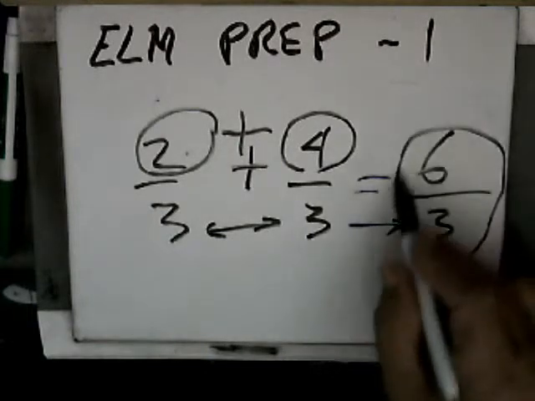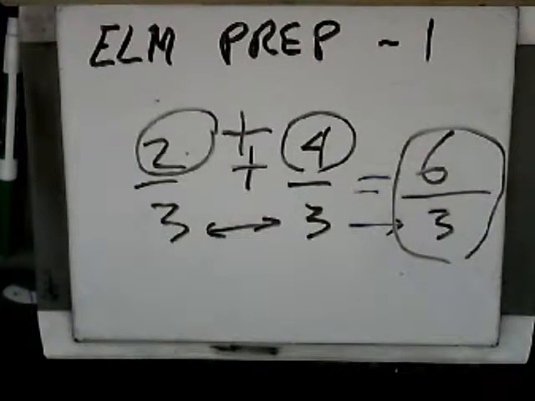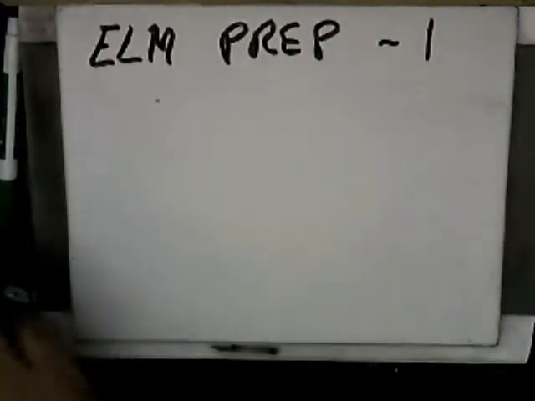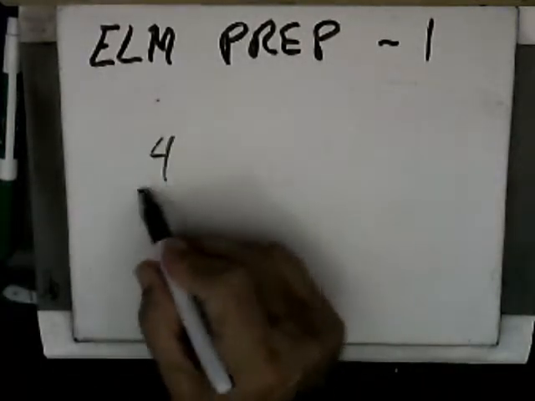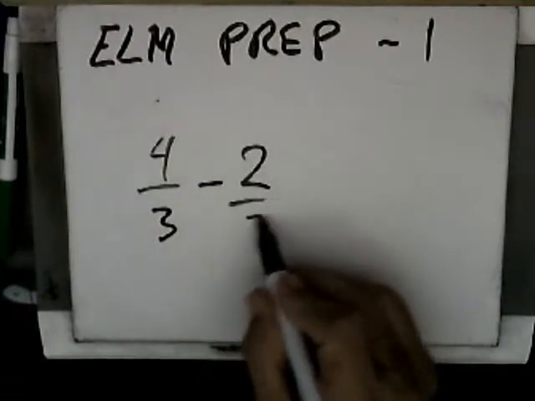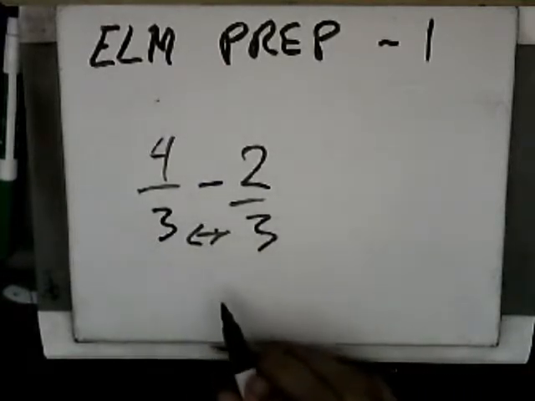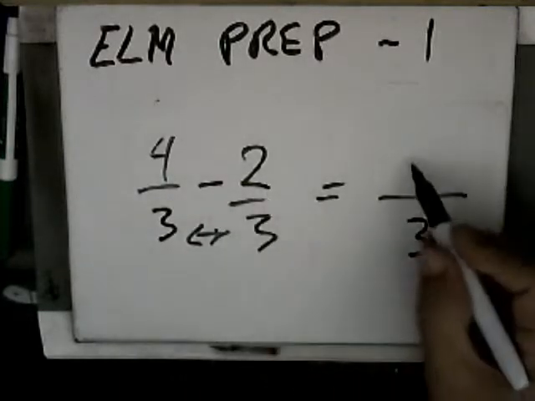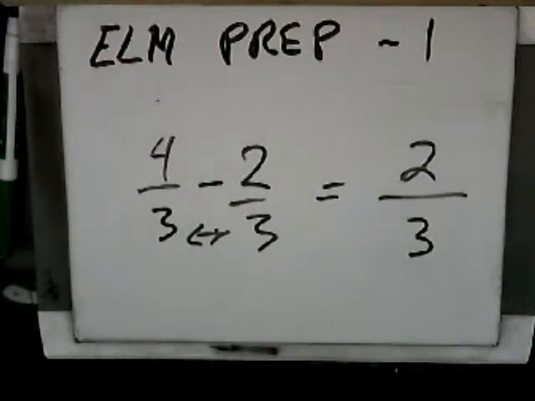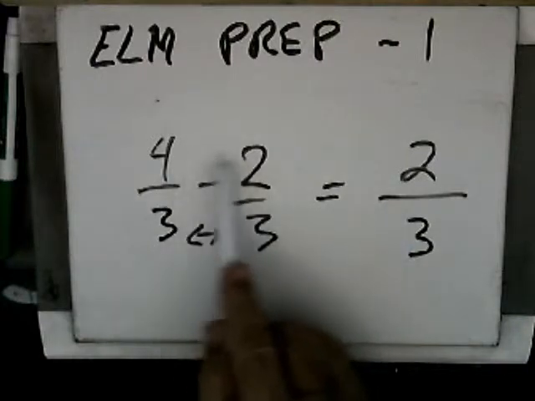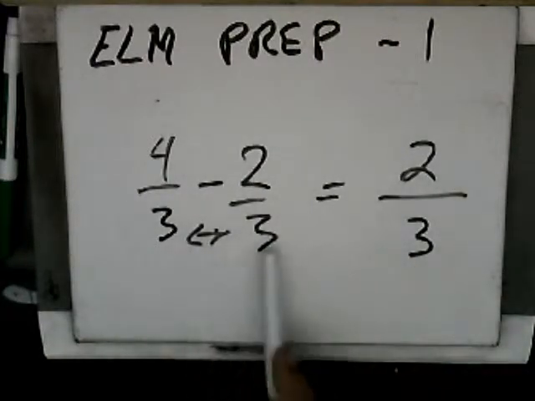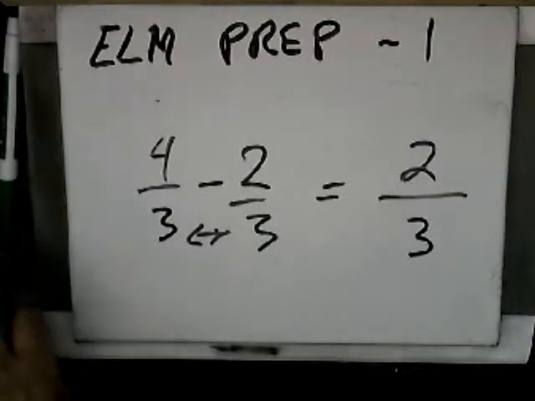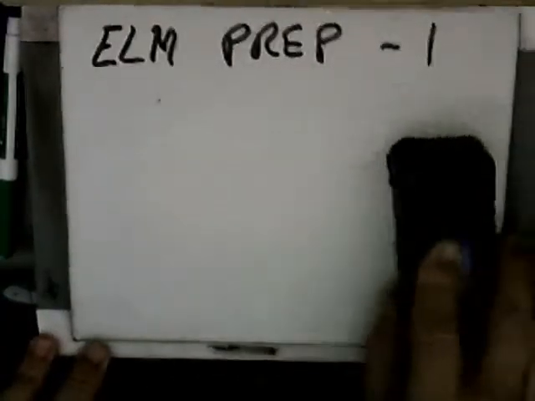And then I might be tempted to reduce that. We'll talk about that later. For right now, we just need to know that if we add or subtract fractions, we need the same denominator. 4 take away 2 is going to be 2/3. Notice we only add or subtract the numerator. We do not add or subtract the denominator. And I'll talk more about that later as it comes up.